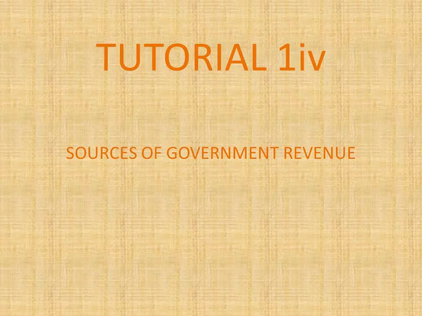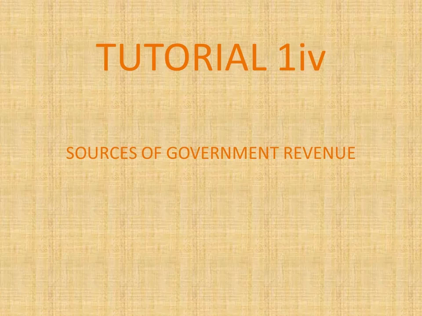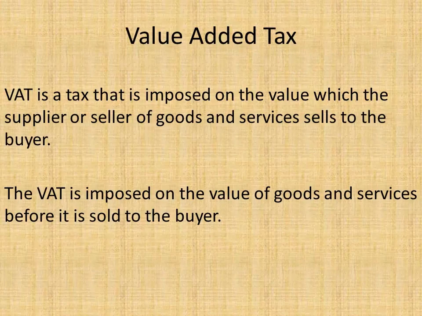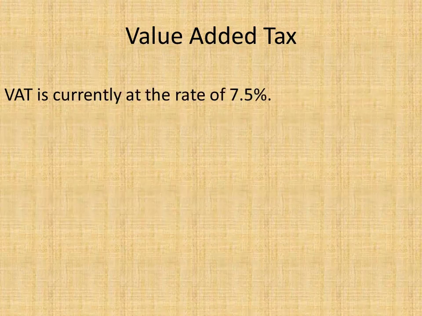In the continuation of this tutorial on sources of government revenue, we'll be looking at some issues including the value added tax. We'll be looking at administration of the value added tax. We'll also be looking at the development fund as well as sources of revenue into the development fund and charges against the development fund. We'll also be looking at the contingency fund and charges against the contingency fund.